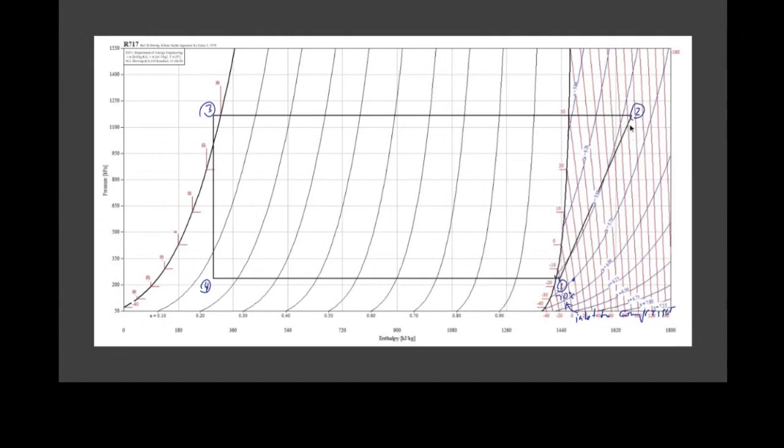So let's take a look at some of the conditions here. High side pressure, we've got 1190 kPa. I don't know, maybe it's 1200. I can't read it very well. And let's see what the temperature is. Well, here's a line of constant.